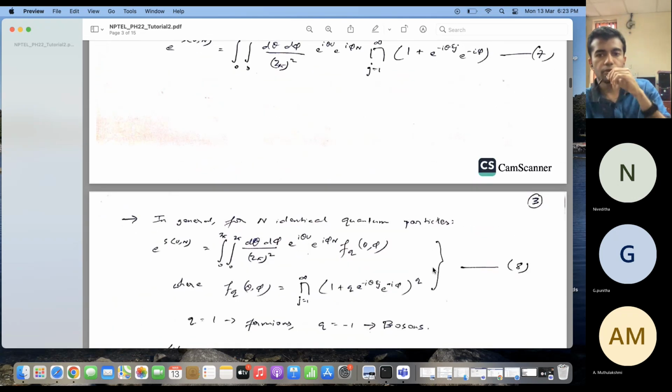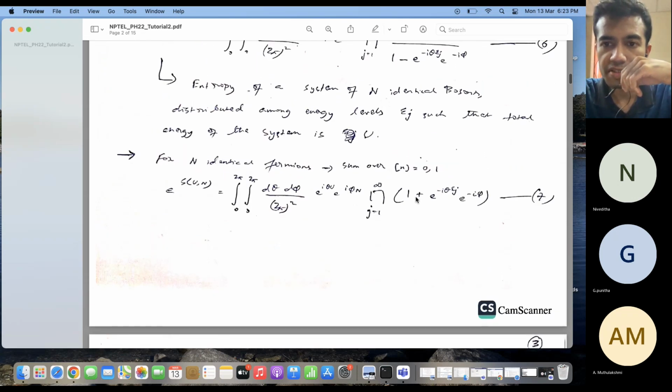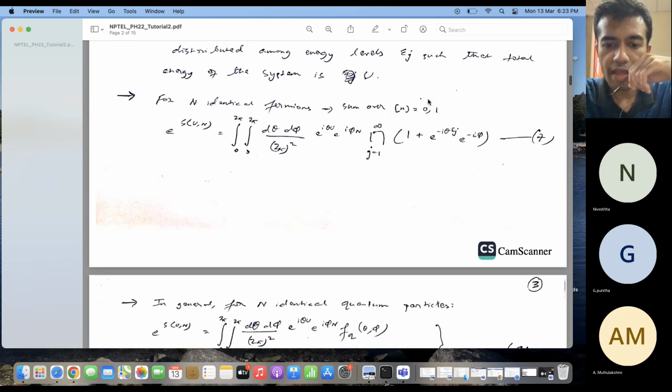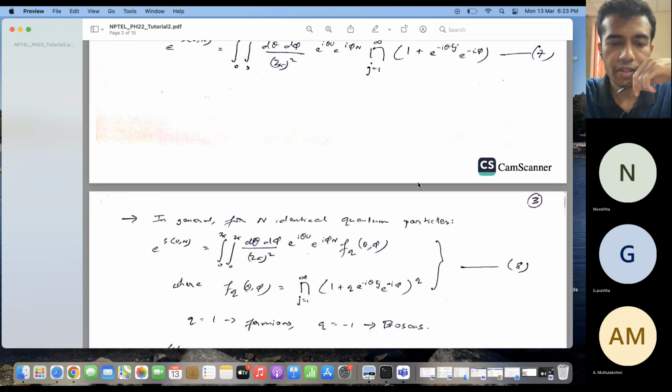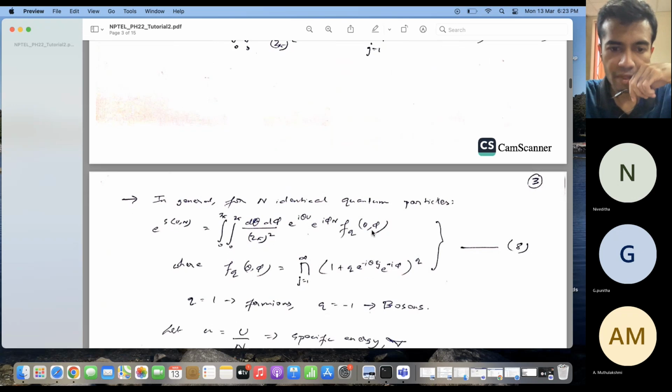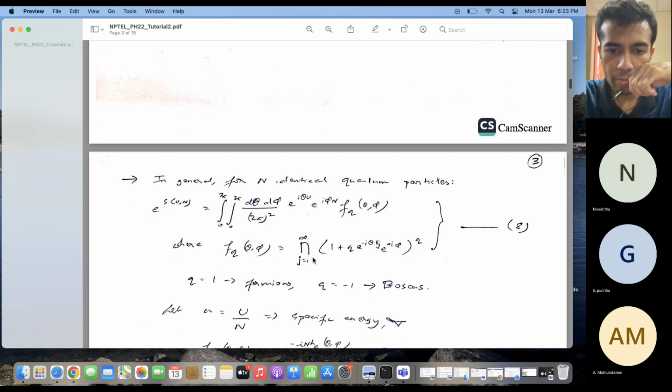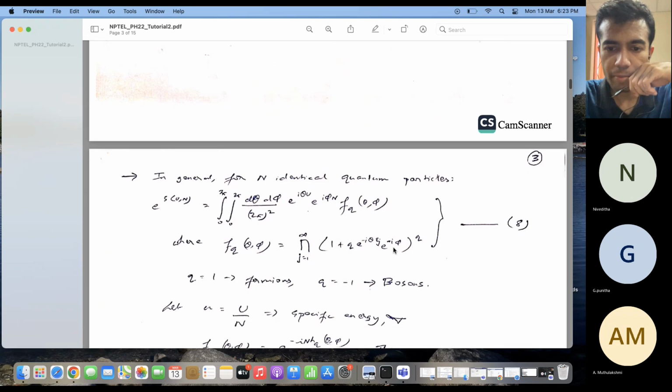All right. So given equation 7 and equation 6, I can write a general expression for the entropy of n identical quantum particles. That is, e to the power S is basically a double integral over theta and phi, e to the power i theta U, e to the power i theta N into F_q of theta and phi, where F_q is equal to a product over j equal to 1 to infinity of 1 plus q into e to the power i theta epsilon j into e to the power minus i phi, raised to the power of q.